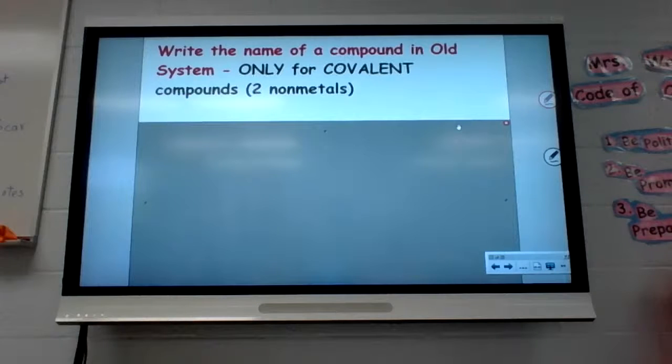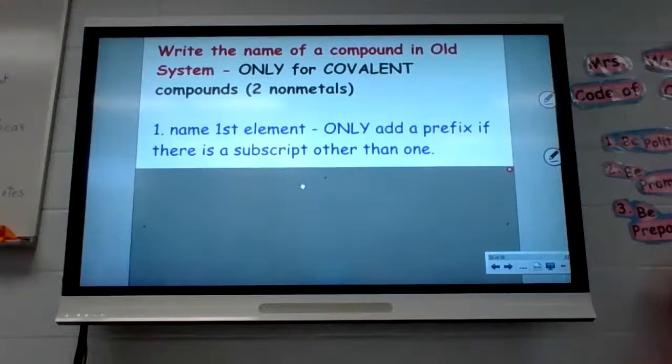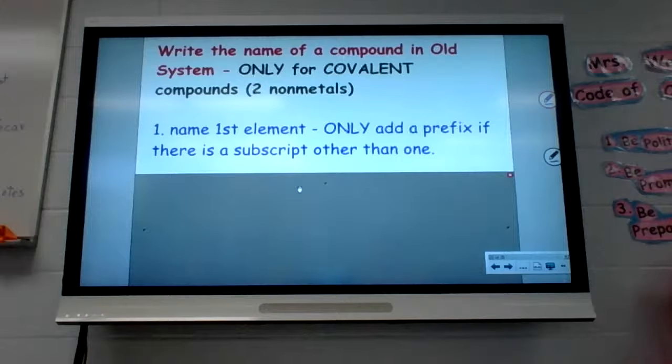Now again, I put this in bold because I do this in physical science. You can only do this for covalent compounds, or two nonmetals. We cannot use this for a metal, even though some of you are going to try after today, even though I say this 400 times. People will still do it to me. Okay, step one, and there are only two steps. You name the first element.